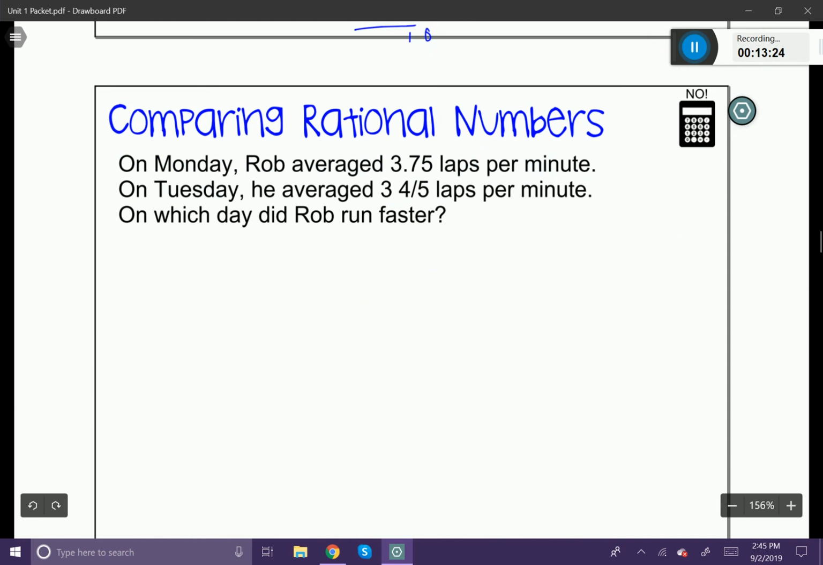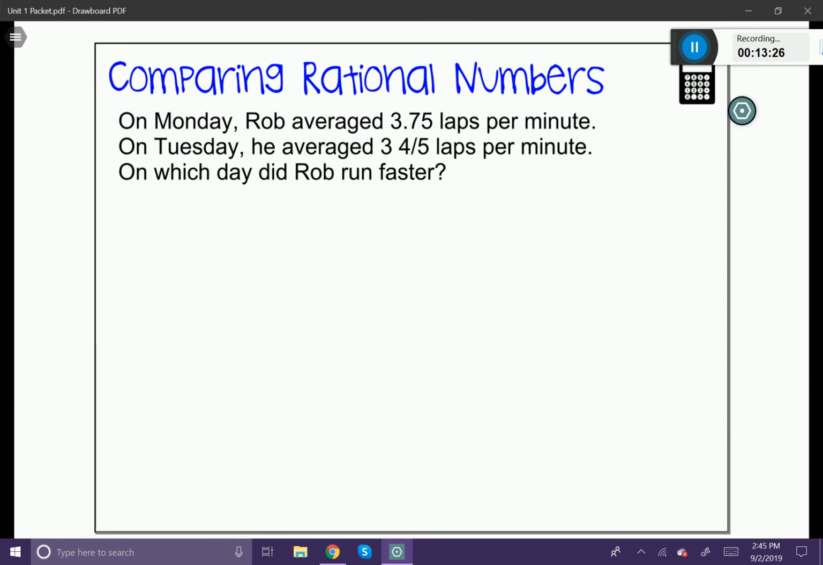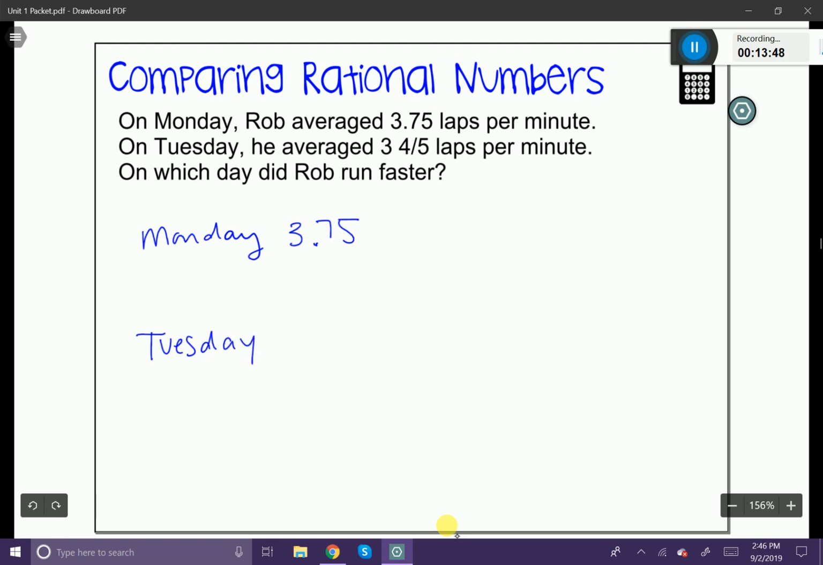All right, the last one. On Monday, Rob averaged 3.75 laps per minute. On Tuesday, he averaged 3 4/5 laps per minute. On which day did Rob run faster? Well, it looks like on Monday, they already gave us the decimal, so that's going to be 3.75. But on Tuesday, they gave us a fraction. So on Tuesday, it's 3 4/5.